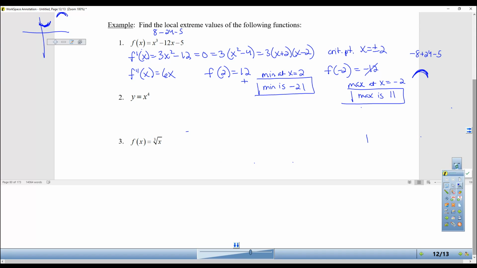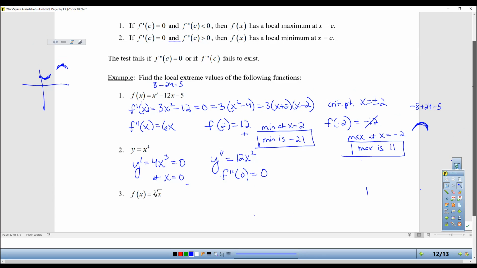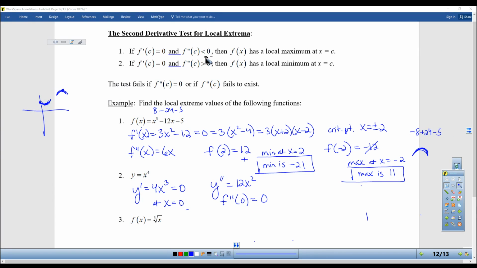All right, last two. Y prime is equal to 4x to the third, and that is equal to 0 at x is equal to 0. Y double prime is 12x squared, so I plug this in, f double prime of 0, and I get 0. Well, now what am I supposed to do? That's not on my little chart here. My chart tells me what to do if the second derivative is less than 0 or greater than 0. The test fails if it's equal to 0. Fail. So you're going to have to go back and do it my way.